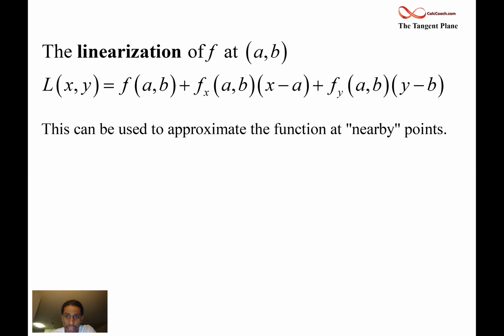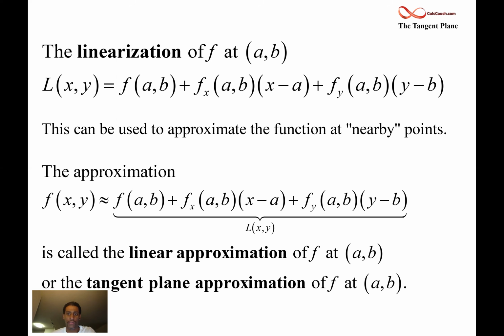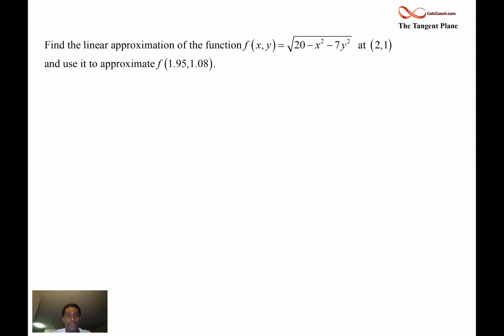And so we can use this to approximate the function near points. If we stay close enough to our point (a, b), we can use it to approximate the function. So the function is actually approximately equal to the linearization of this function. Okay, use the tangent plane to approximate the function. It's called a linear approximation of our function at our point, and better off just calling it the tangent plane approximation. Let's see it used in an example.